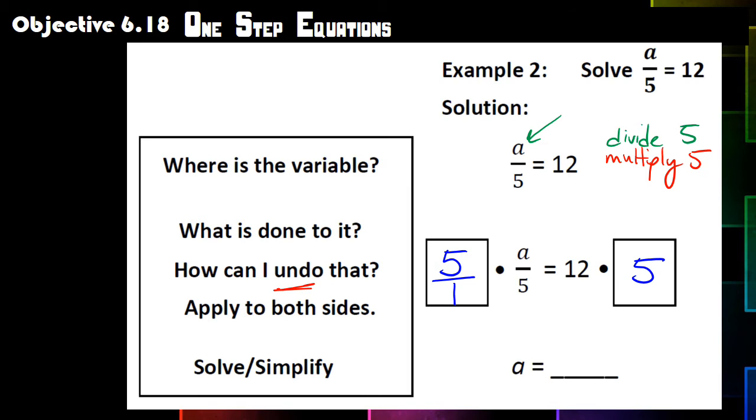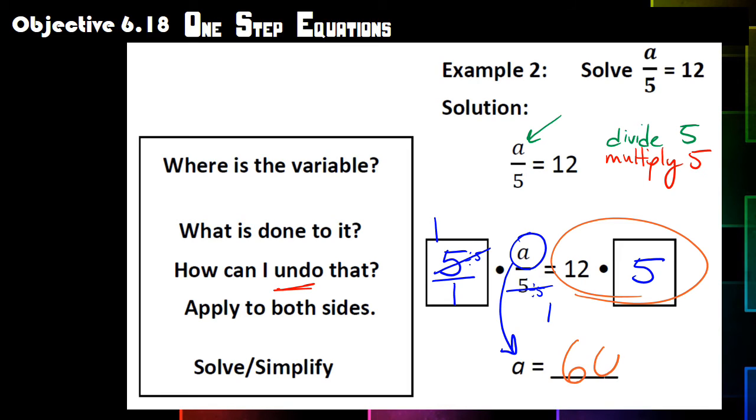We know that we can cross simplify. So 5 divided by 5 divided by 5, we know that these can cross simplify to 1, leaving us just with a by itself on the left-hand side. And so now we need to do what's on the right-hand side. We have 12 times 5. So math facts, we can count by 12s. 12, 24, 36, 48, and 48 plus 12 gives us 60.